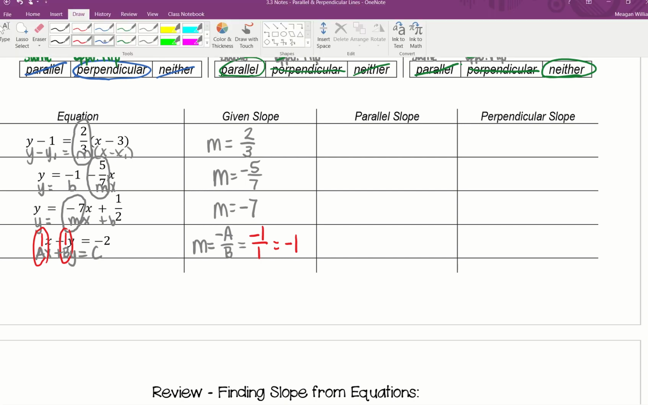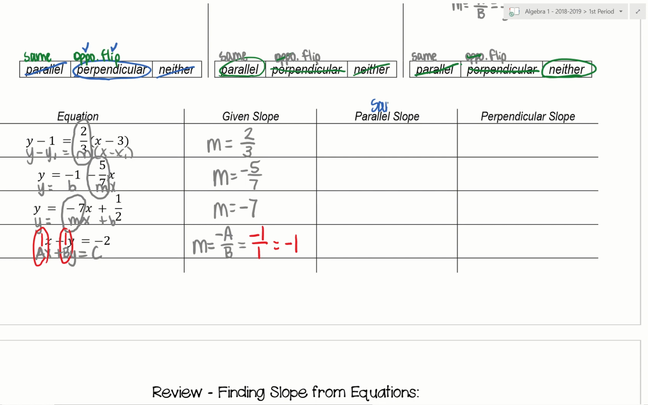Parallel slopes means they have to be the exact same. So this column should be very, very simple. You're just going to write the exact same slope for every single problem. You don't change it at all because you've got to keep them parallel.